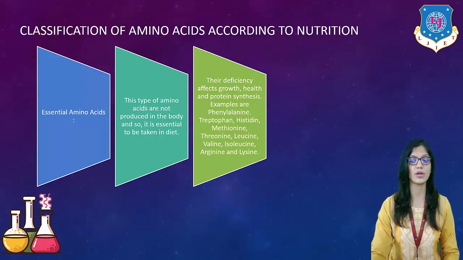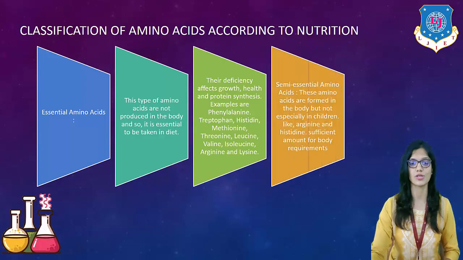Examples of essential amino acids are phenylalanine, tryptophan, histidine, methionine, threonine, leucine, valine, isoleucine, arginine and lysine. So these are considered as essential amino acids, but they are not produced by our body. So we have to take them through our diet, which is present in different food sources.